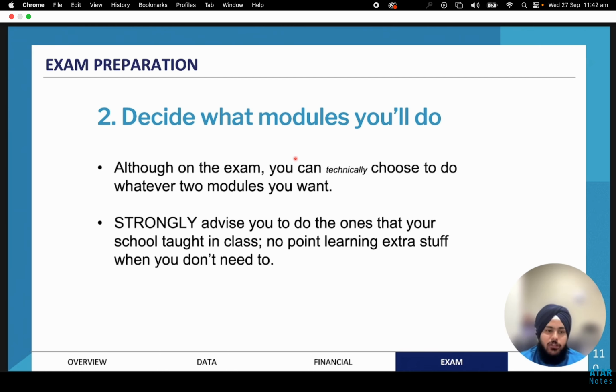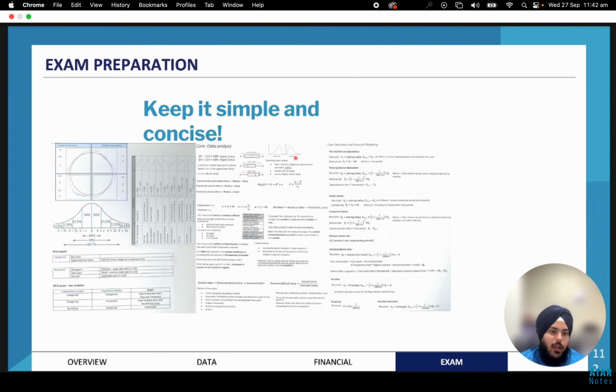Otherwise, if you're like me, just work through the exam chronologically. It just depends on what you're familiar with. Next, keep it simple and concise. Your summary book does not need to be literally every single resource that you have accumulated throughout the year.